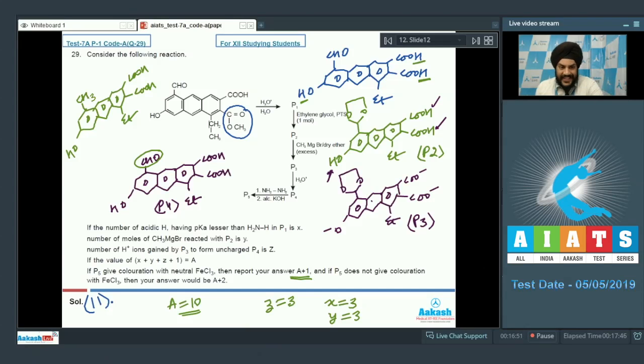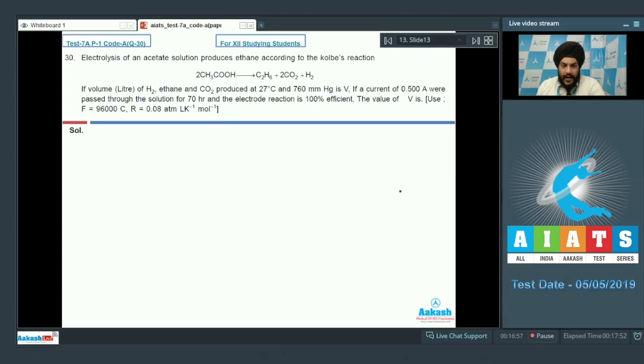Let us now look at the next question. Question number 30. Electrolysis of an acetate solution produces ethane according to the Kolbe reaction. If we talk about the reaction, we can have the anodic and the cathodic halves. We can have 2CH3COO minus giving us CH3CH3 plus 2CO2 plus 2 electrons. So this is the oxidation half.